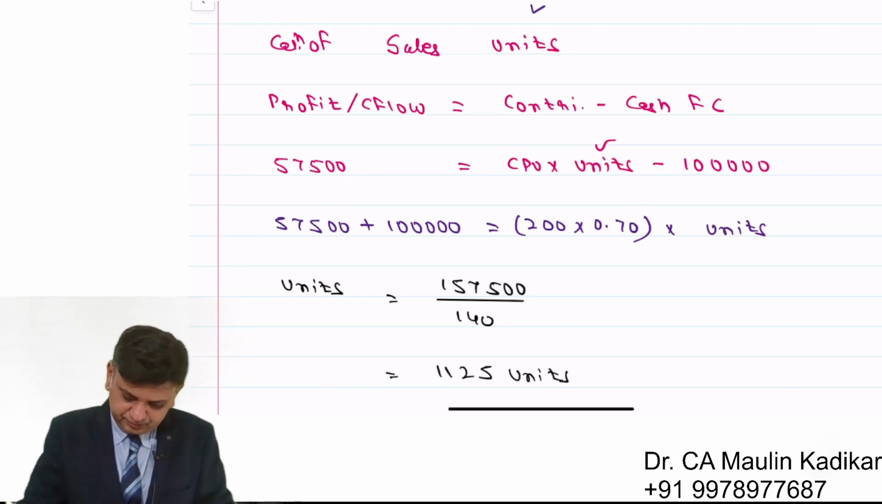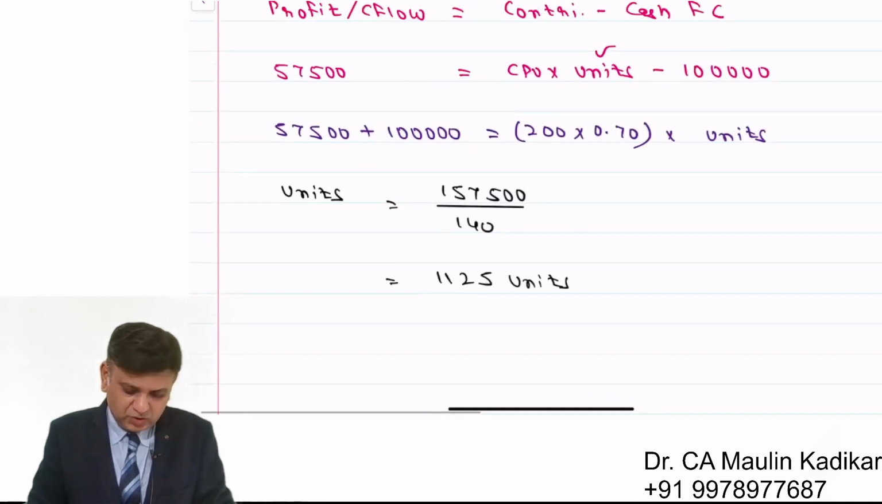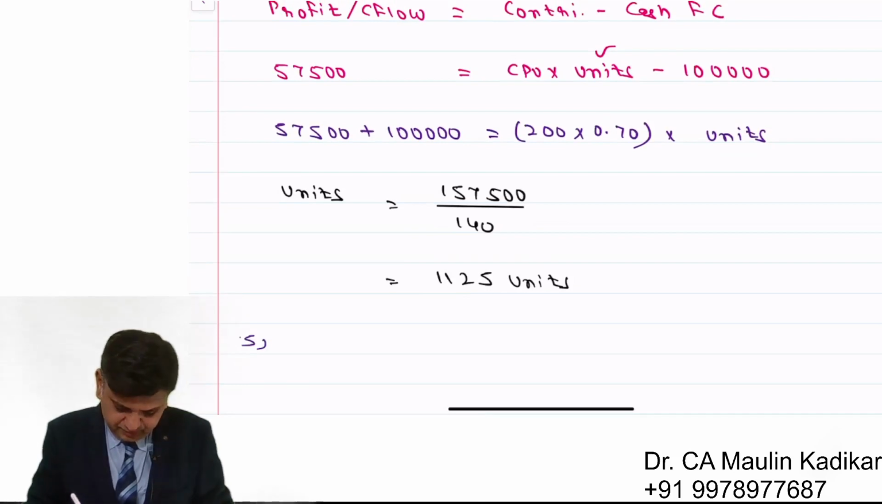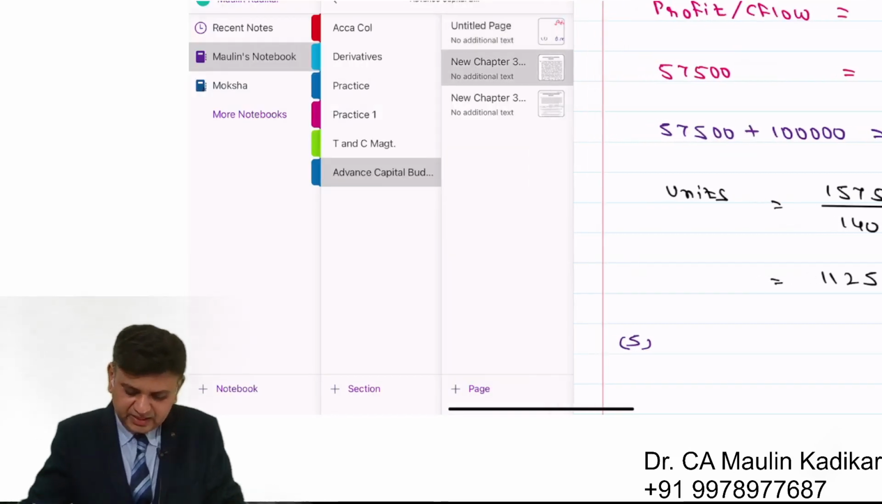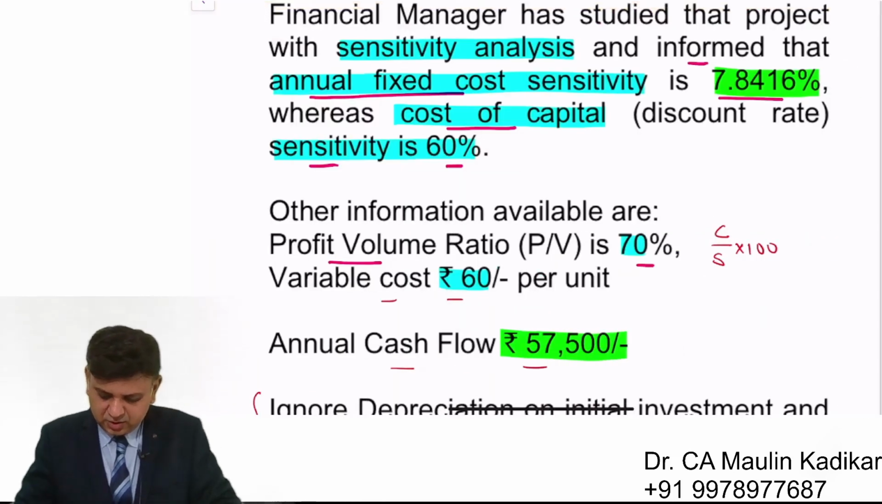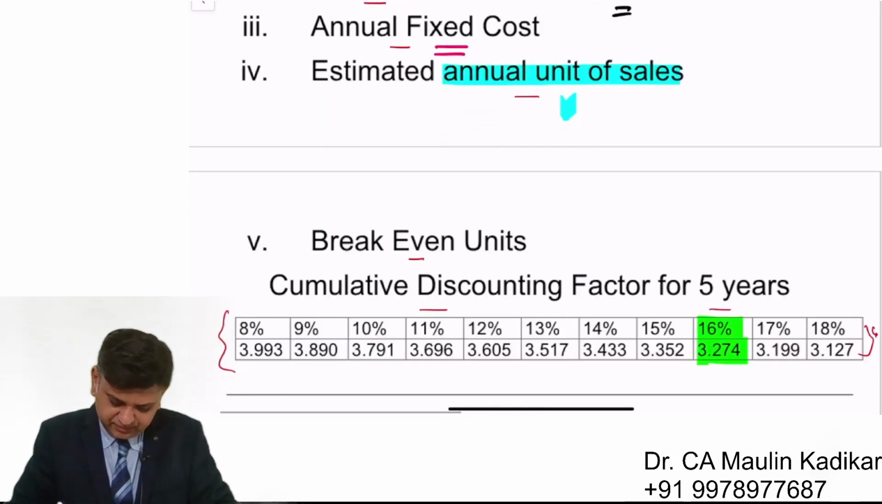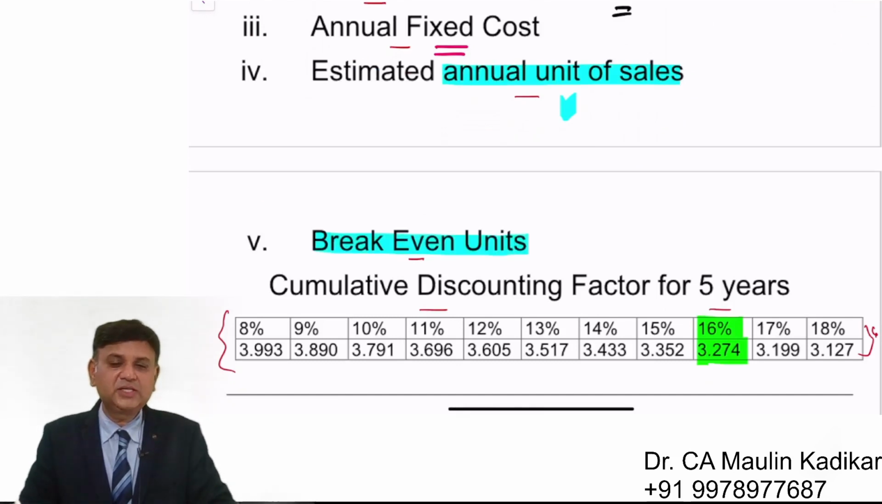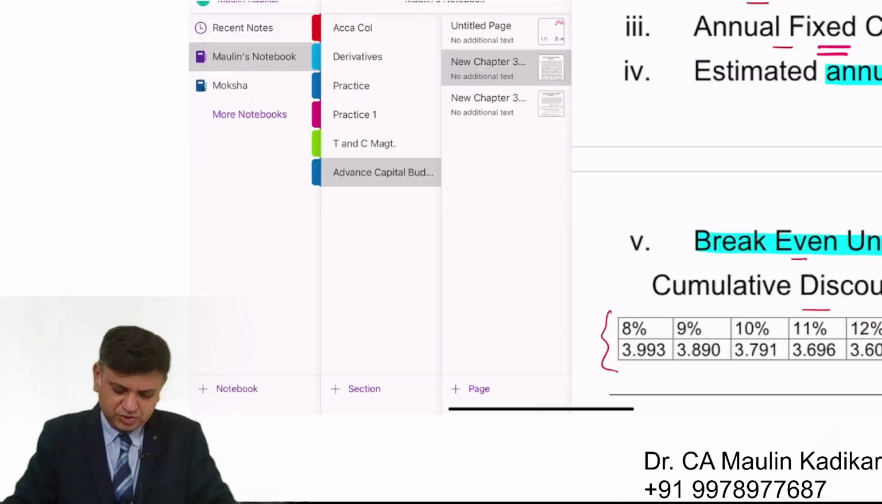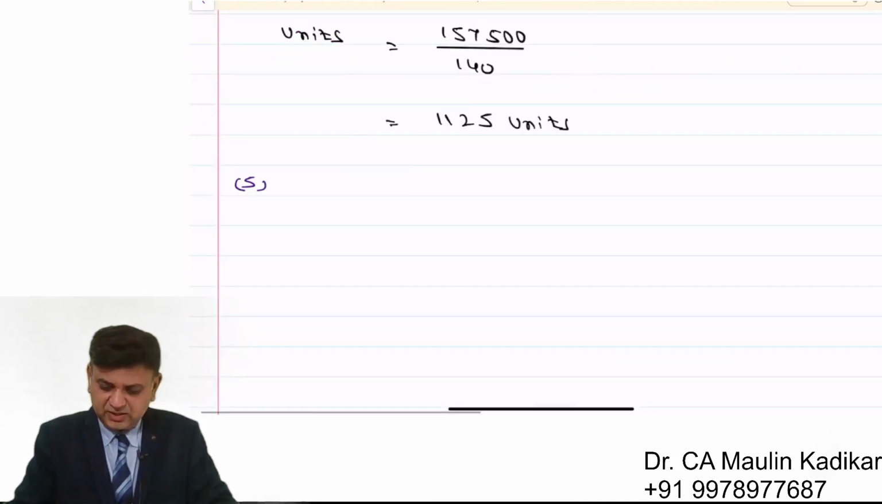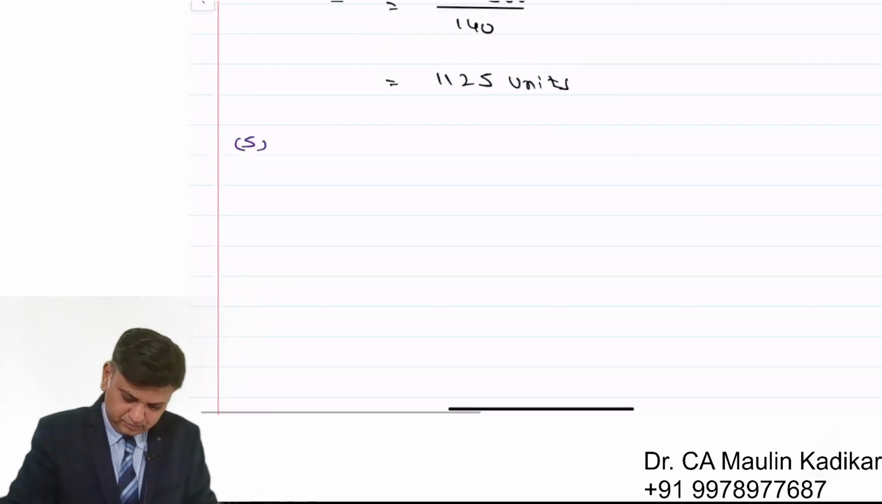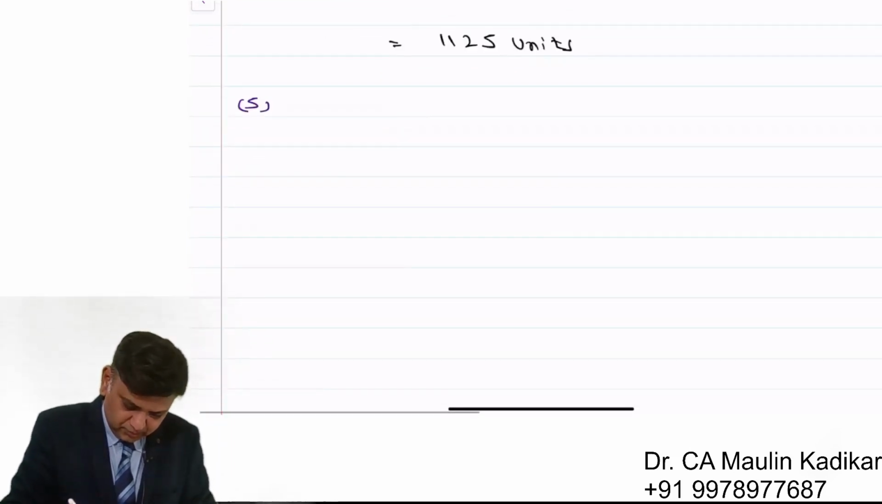Next, question number 5. In that, the question says that you are required to make the calculation of break-even units. What do we understand by the term break-even units? It means, simply, a no profit, no loss situation. So please write an answer. It is break-even units.